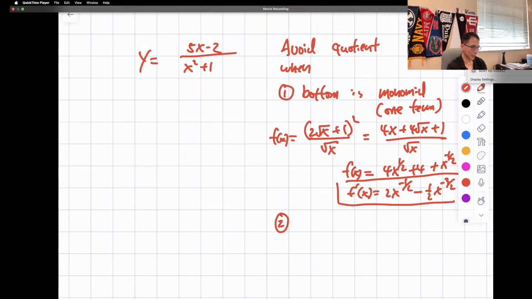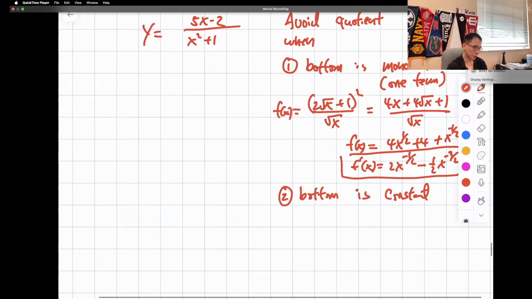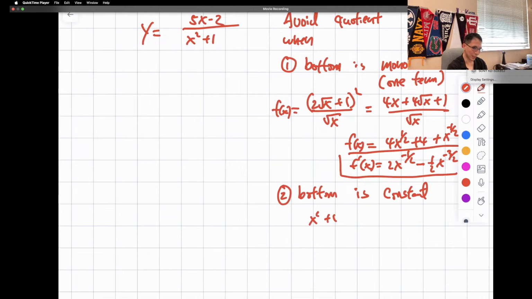The second thing is if the bottom is a constant. You should do exactly the same thing. Say x squared plus x minus 1 over 2. Then guess what? Just 1/2 x squared plus 1/2 x minus 1/2. If you take a derivative of this, it is much easier if you just split them up. Are you okay here?